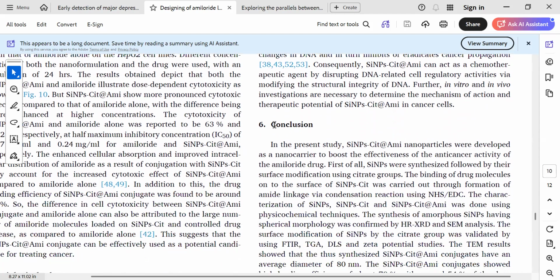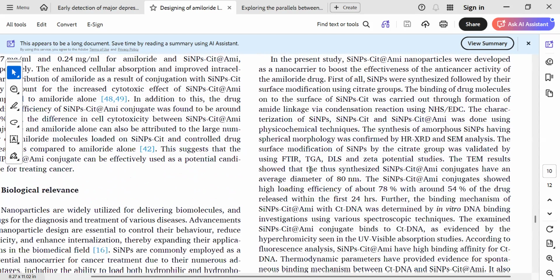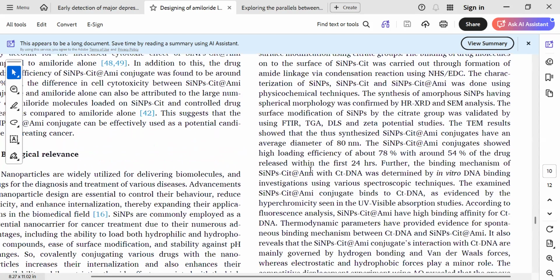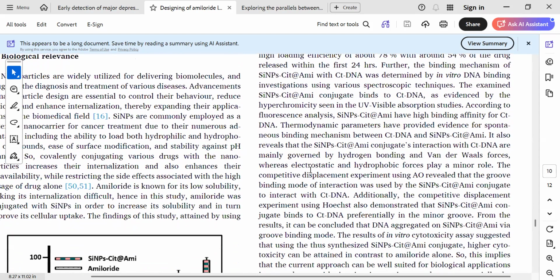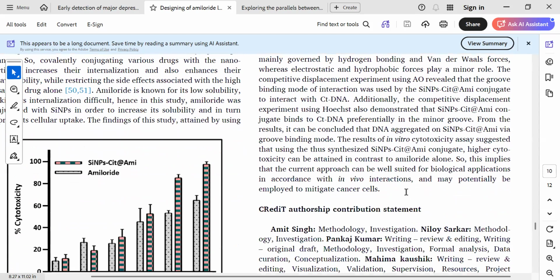That will be a good idea. And then finally, conclude. The conclusion should have the summary of the research experiments which you have done, a very crisp summary of all the research experiments, and then again at the end, one or two lines regarding the application of this kind of work.